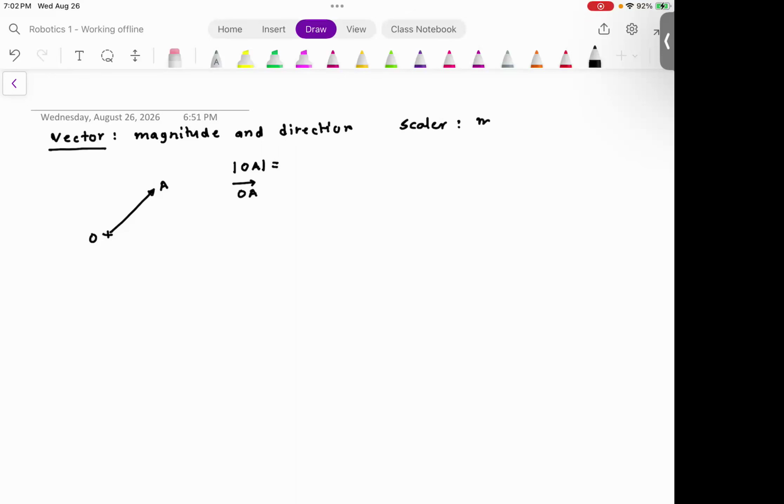Next thing is scalar. Scalar only has magnitude, no direction. Example of a vector is velocity. Example of a scalar is speed.